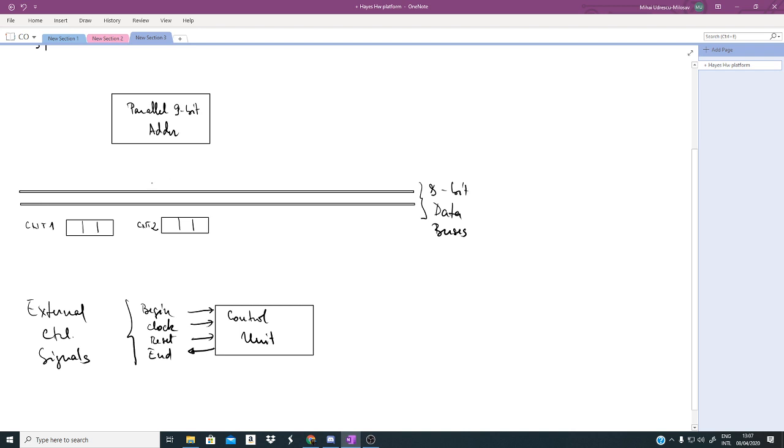This is the out bus, and this is the in bus. Good.